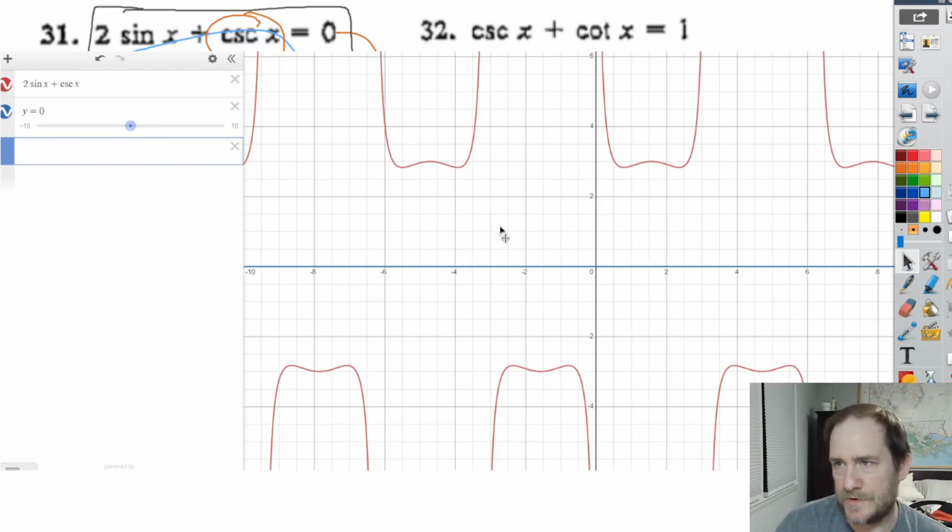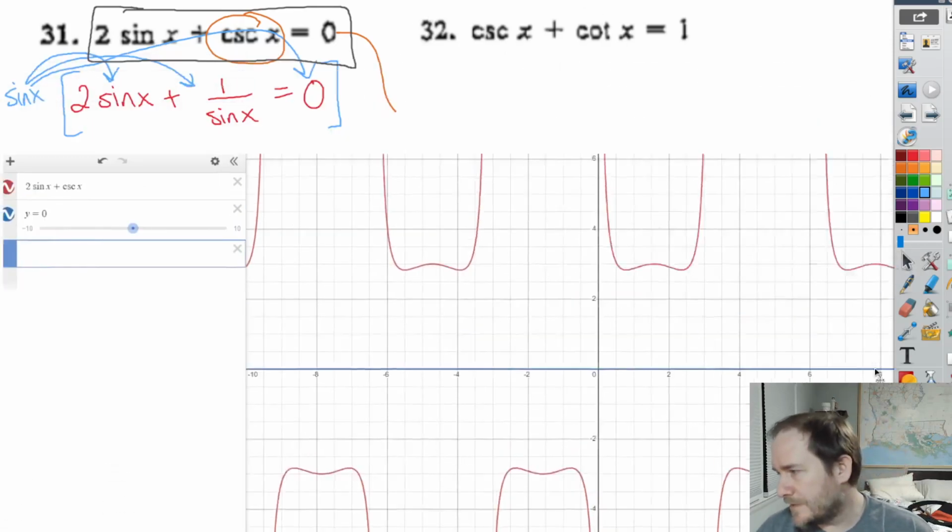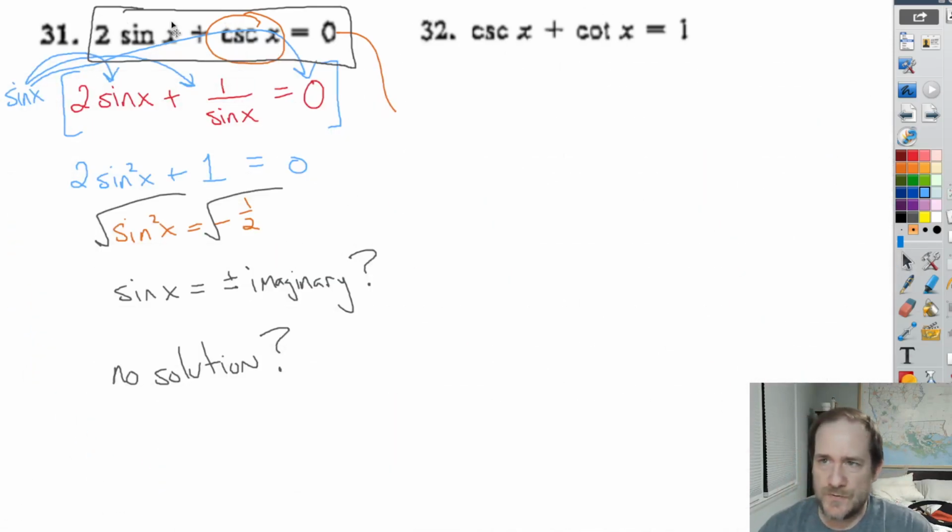Cosecant never equals 0. And cosecant plus 2 sine x doesn't ever equal 0 either. We can see it in the graph. We can see it in the algebra as well. So I'm ready to go ahead and say that as much as this equation looked good, it just doesn't have any solutions. So that's that.